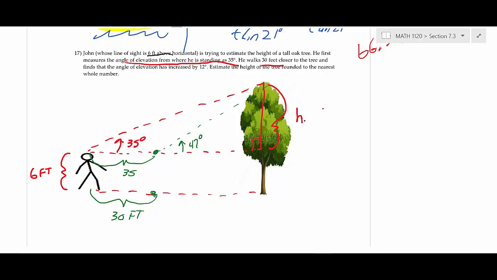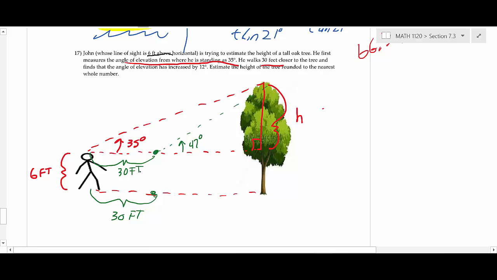Yes? What's the 35 and 3? Oh, this was 30. I put the wrong number there. My apologies. Because it says that he walked 30 feet closer to it. So that right there is 30 feet.